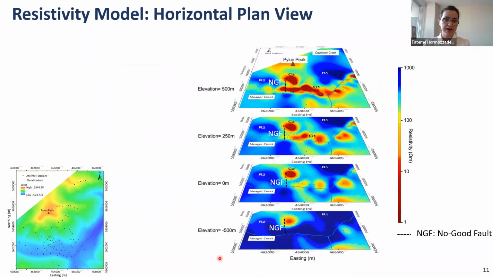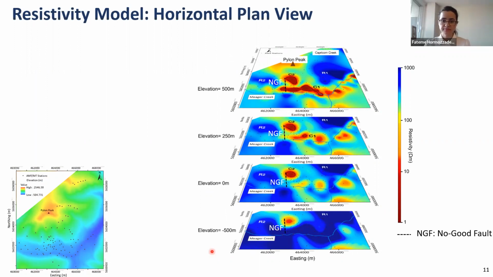And in 500 meters below the sea level, we have none of those conductors. So C1 and C2, based on the geological logs that were studied in the area, can be considered as potential hydrothermally altered rocks, which the geological logs show a lot of clay minerals there. They can be helpful for concentrating the flow into particular areas and can act as a potential cap rock of the reservoir.